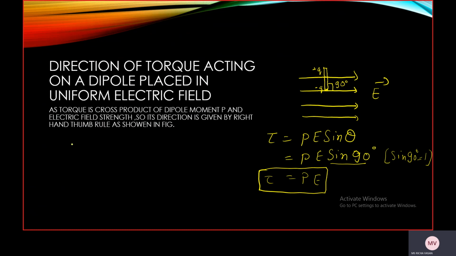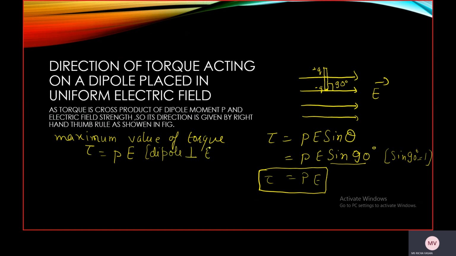So the maximum value of torque is P into E. And when will this happen? When the dipole is perpendicular to the electric field, then our torque will have maximum value. That means it will produce maximum rotational effect and it will try to align the dipole in the direction of the electric field.